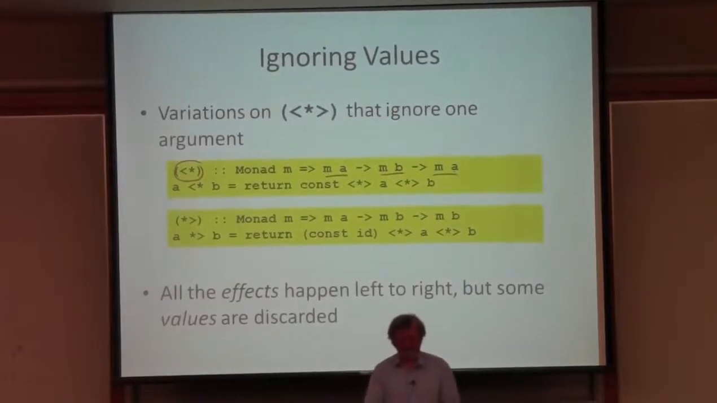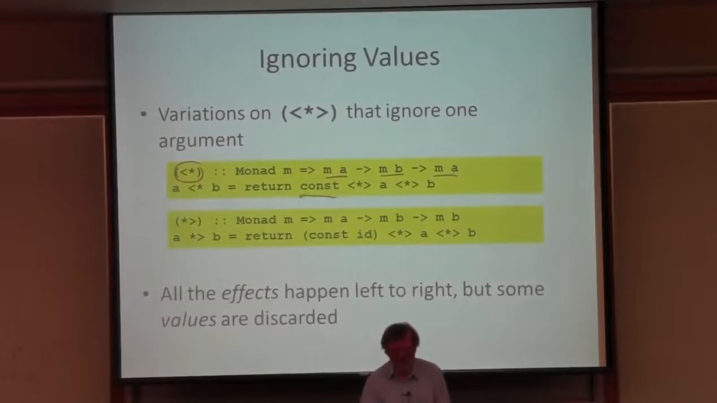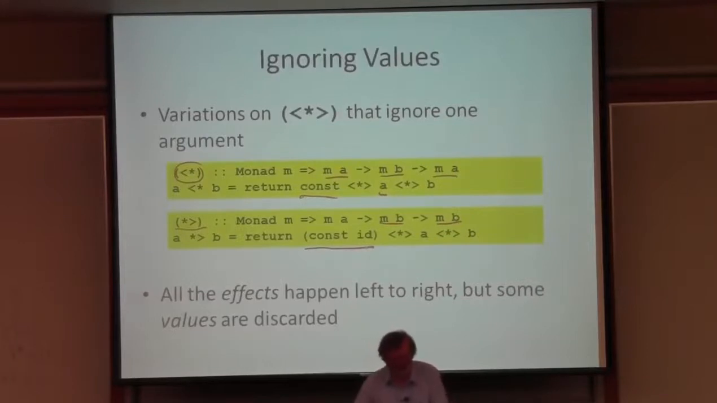And I can easily construct that now by using the const function in Haskell. It takes two arguments and returns the first. So if I just lift it to the monadic level and apply it this way, then it's going to give me the result of A. And I can define a corresponding operator that ignores the left argument instead. So you can see it takes the second one and returns it. Just by doing something similar, but here I need the function of two arguments that returns the second. And that I can construct as const id.